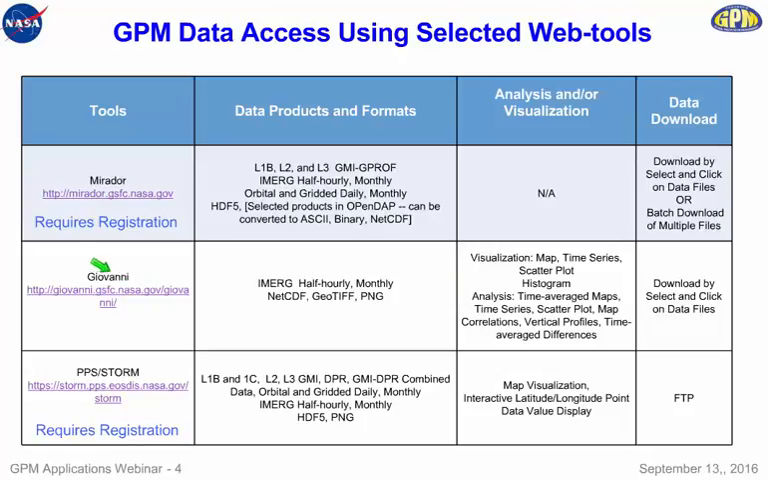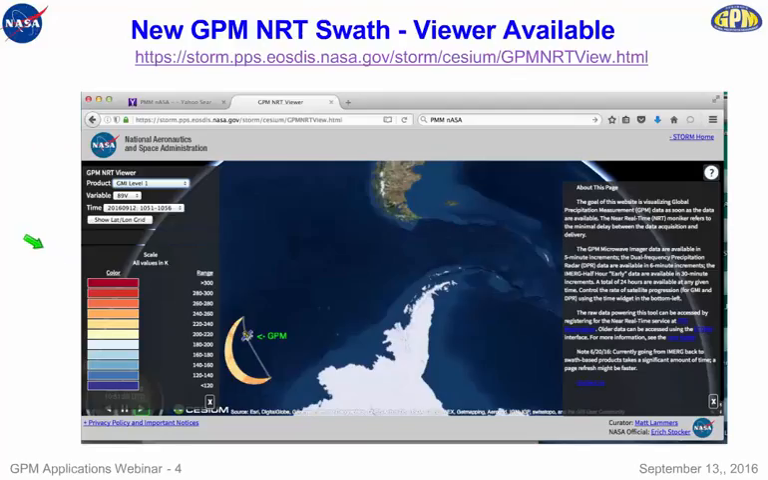But right now, iMerge analysis is available through Giovanni, and it can be plotted in different ways. There are selection of shape files and different regions that you can view through Giovanni. And we have seen that there is a new GPM near real-time swath viewer that is available at this site. It shows where the core satellite is going, and you can pick from different products. So the idea is to see swaths or data as they become available. You can constantly watch this. And so this is a new feature that was added between last webinar and this webinar.